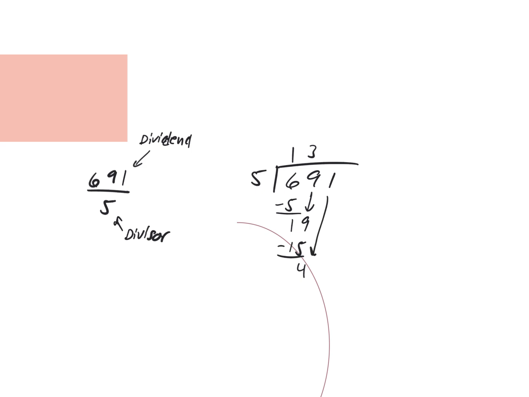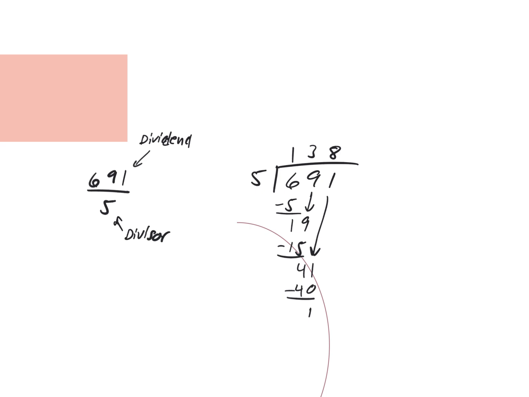Bring down the next digit, 41. So how many times does 5 go into 41? It goes into 41 8 times. And then 8 times 5 is going to get you 40. You're subtracting, and you end up with a 1. Now, really, you would keep going. This is going to get you a terminating decimal, so if you keep going and you do your decimals, it should get you like 138.2.